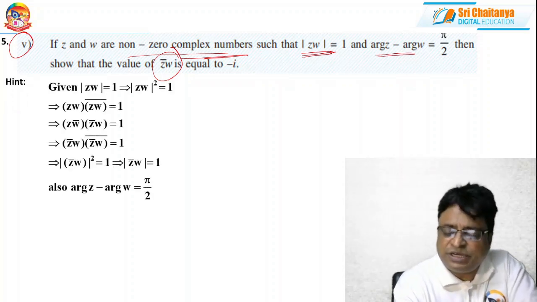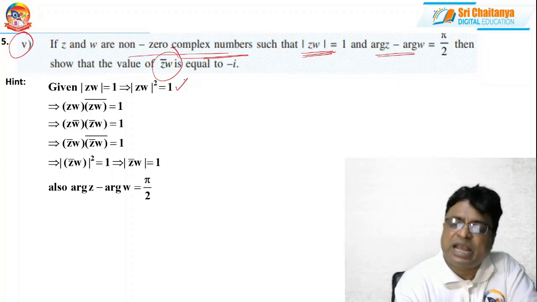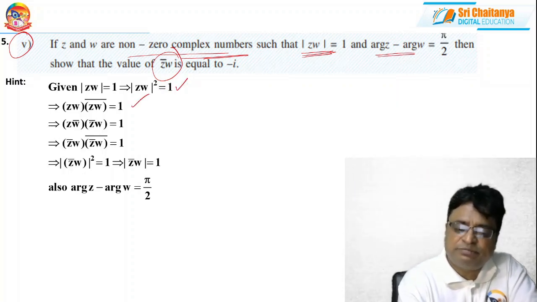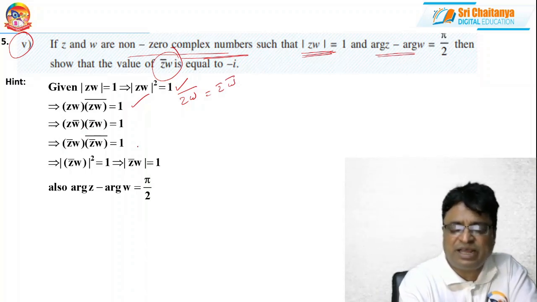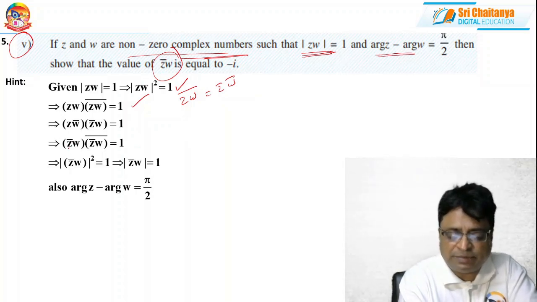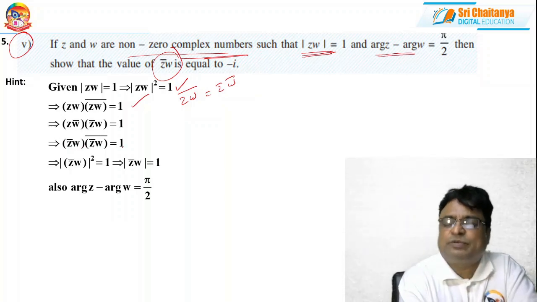I can write mod ZW is equal to 1, that is mod ZW whole square is equal to 1. As I said, mod Z square is Z Z bar. So I can write ZW times ZW bar, because ZW whole bar is nothing but Z bar into W bar. So conveniently I am writing Z bar W, because the combination has given Z bar W. So this I can write Z bar W into Z bar W whole bar, that is equal to 1.